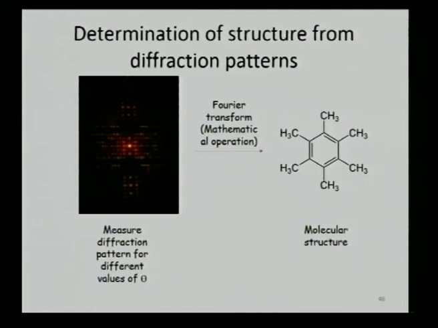We need to measure the diffraction pattern for the different orientations of the crystal. And then in the simplest case, we put all the diffraction patterns together, and we apply a mathematical operation called Fourier transform to transform it into three-dimensional space. However, this is the simplified version, and in practice, it's more difficult.